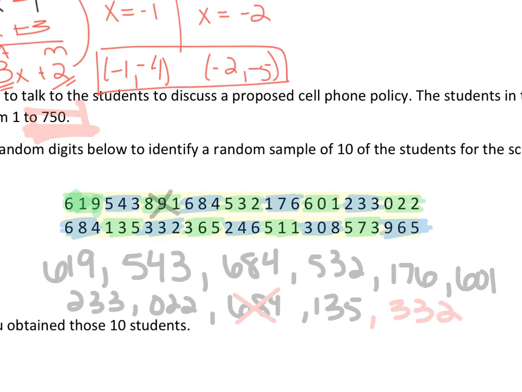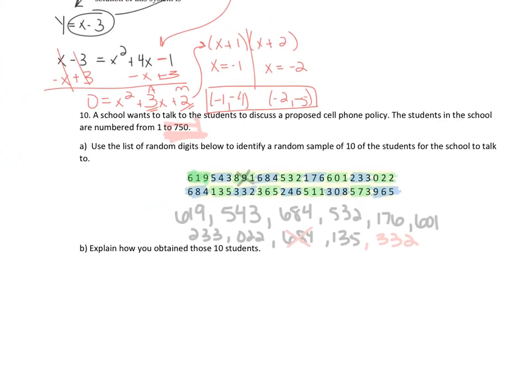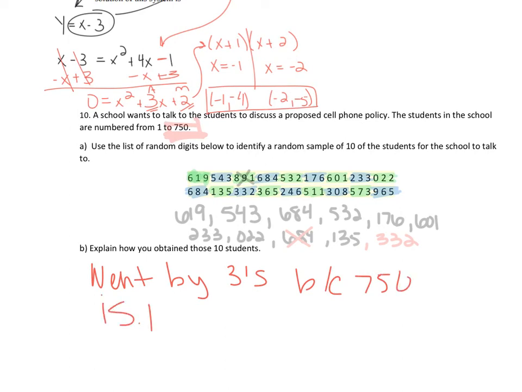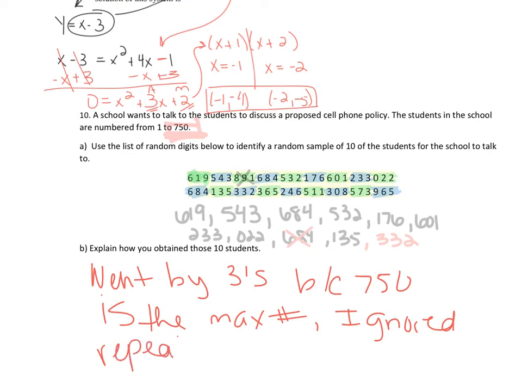Okay, and then the last question says, explain how you obtained these 10 students. So you would simply say that you went by 3s, like you counted by 3s, or however you want to say that. You counted by 3 digits because 750 is the max number in this problem. Then you have to say that you ignored repeats, because you don't want to ask the same student twice. And you ignored numbers above 750, which are out of range.